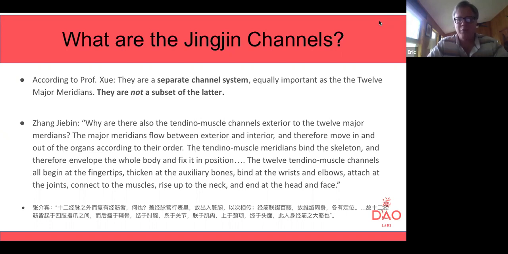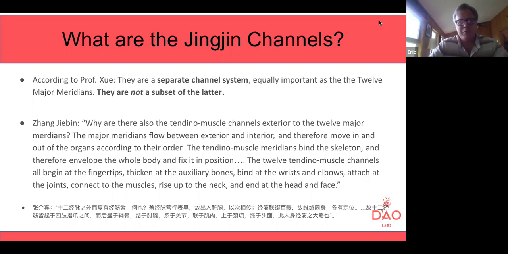The tendinomuscle meridians bind the skeleton. They therefore envelop the whole body and fix it in position. The 12 tendinomuscle channels all begin at the fingertips, thicken at the axillary bones, bind at the wrists and elbows, and here we might add ankles and knees, attach at the joints, connect to the muscles, rise up to the neck, and end at the head and face.